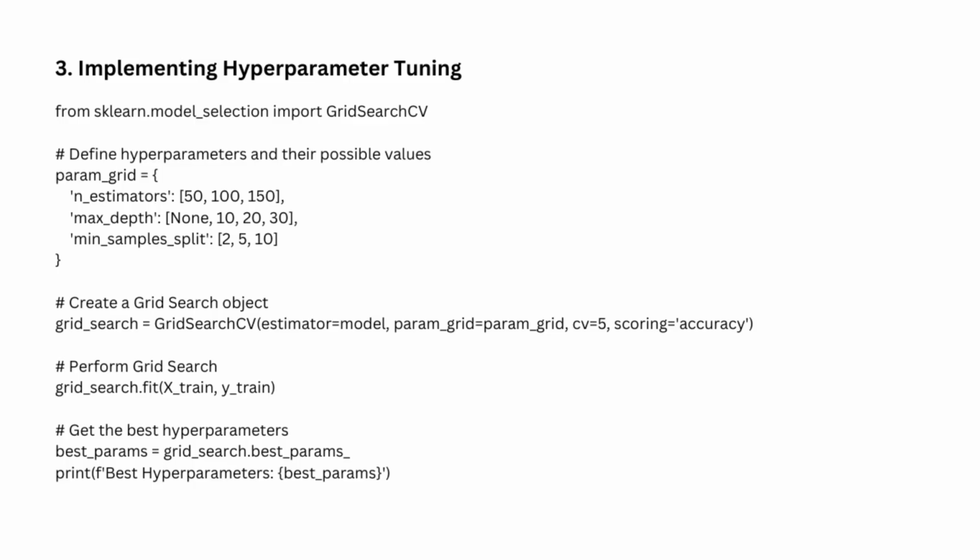3. Implementing hyperparameter tuning. Let's implement hyperparameter tuning using grid search with the random forest classifier. By optimizing hyperparameters, you can achieve a significant boost in model performance and reliability.